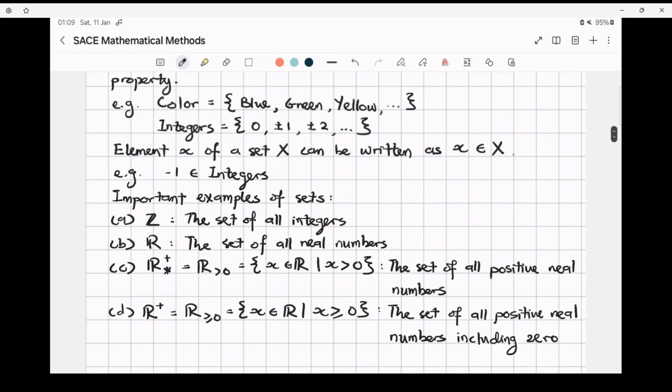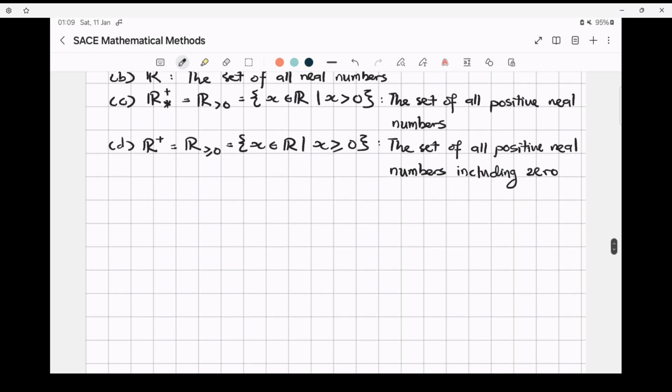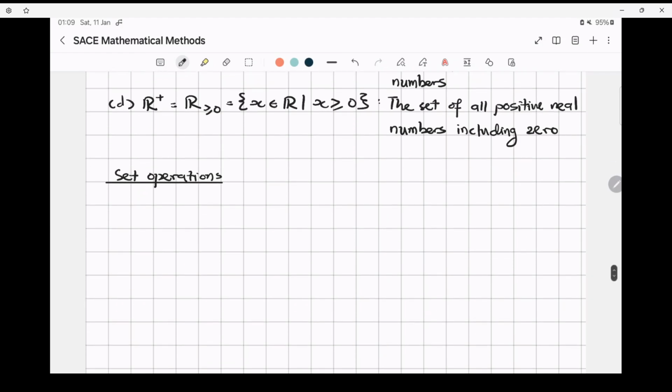So after we know what is set, the next thing that we need to know is the set operations. There are only two particular set operations that we need to know. The first one is the union. The union can be written as x union y, where x and y are two sets. So what is the definition of the union operation?